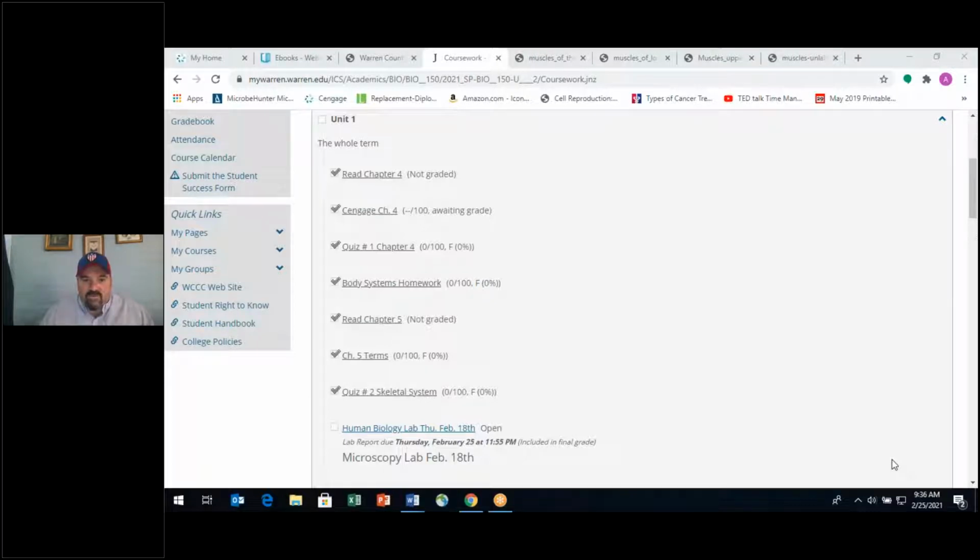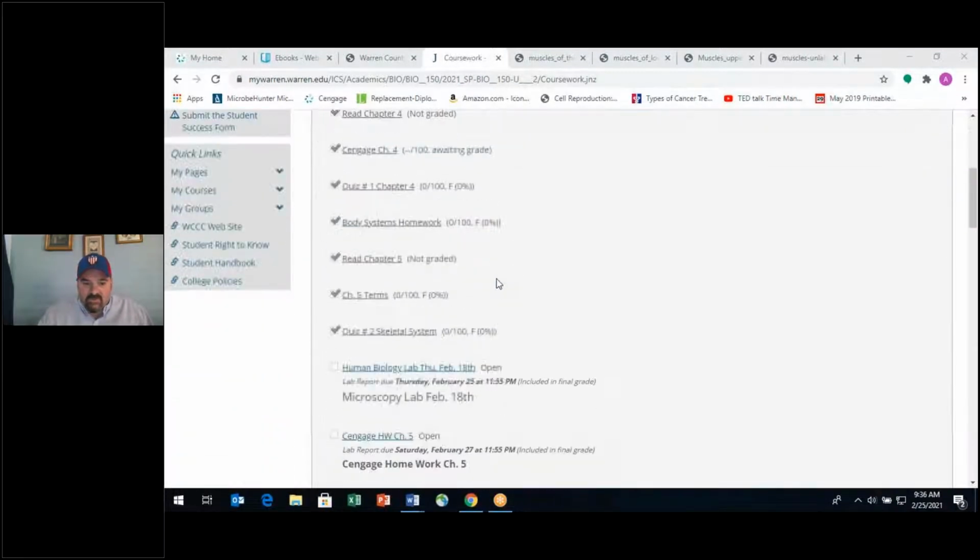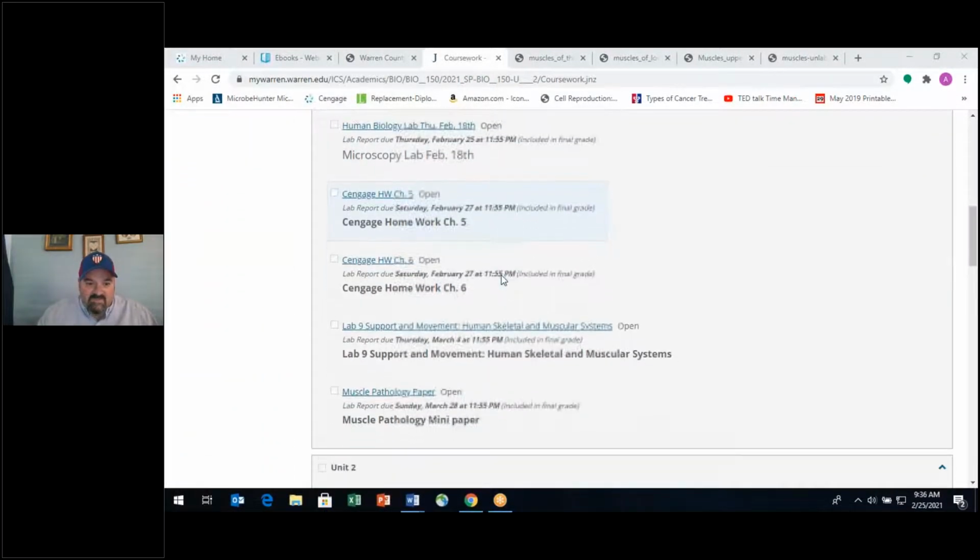Right now what you'll see on the screen for the lab today is how you would view it as a student in coursework. You would scroll down and see the support lab, lab number 9, support and movement, human skeletal and muscular systems. This is the lab that you will be doing today.